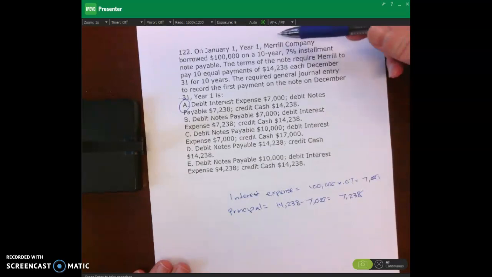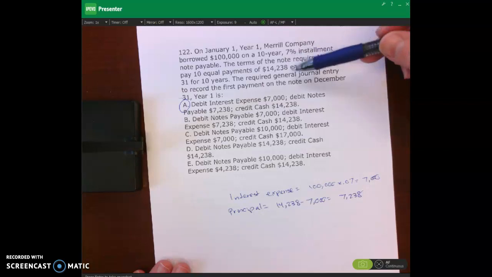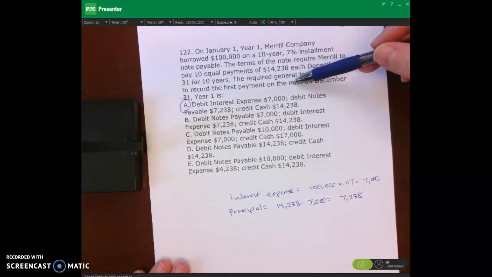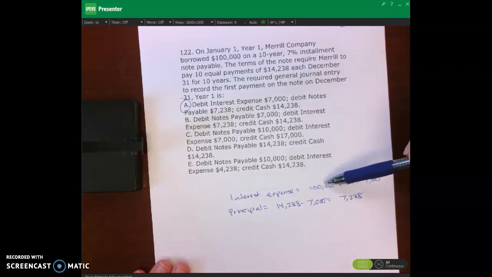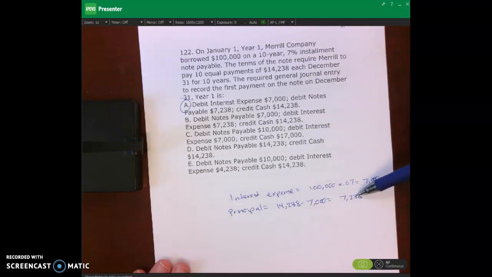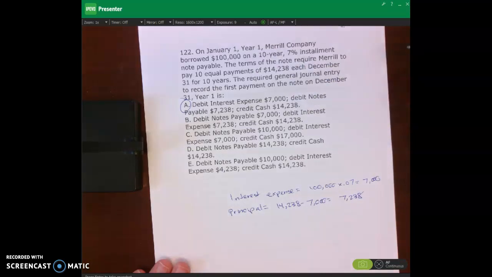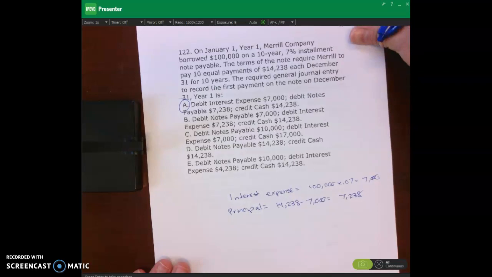January 1st, our company borrowed $100,000, 10-year 7% note payable. Here is your payment. Required journal entry for the first payment. So what we actually have to do is figure out the interest. And remember, we take the outstanding loan balance times the interest. That gives us $7,000. We're given the payment. So we take that payment minus the interest. That's how much goes to the note payable. So it's going to be a debit to interest expense for $7,000, a debit to notes payable for $7,238, and then a credit to cash for that $14,238, which is the total payment.